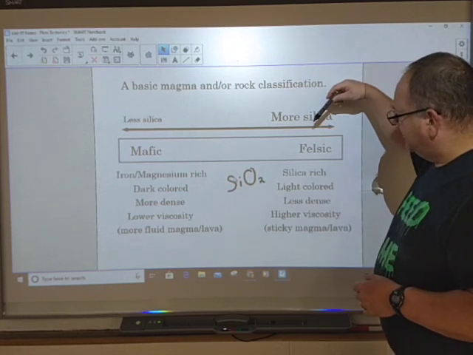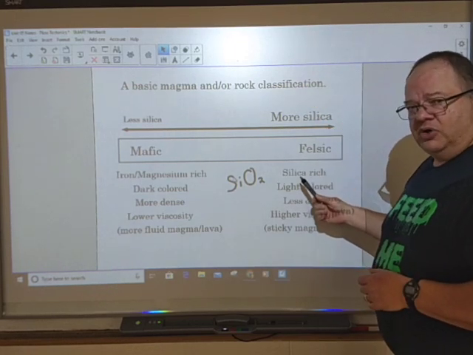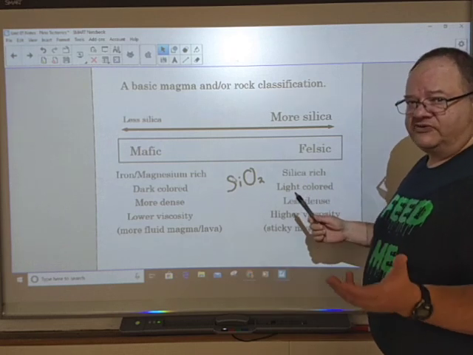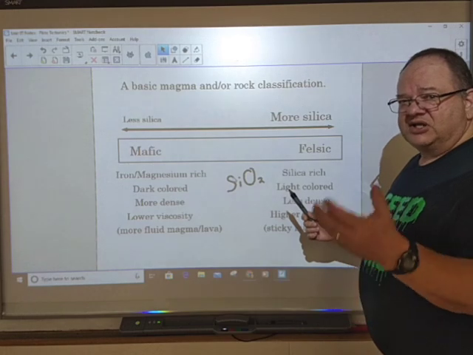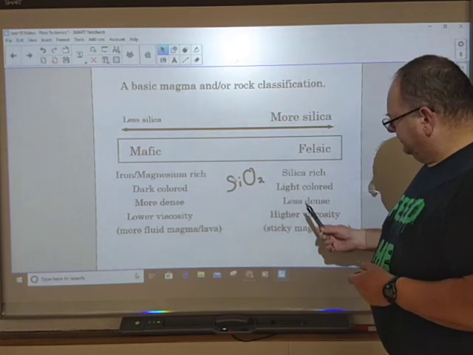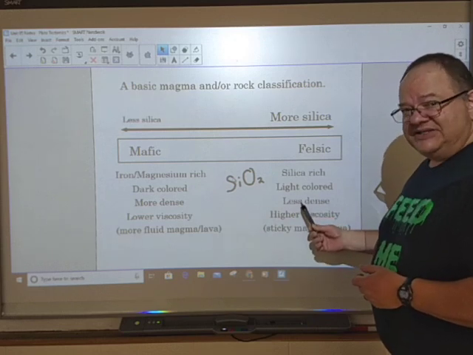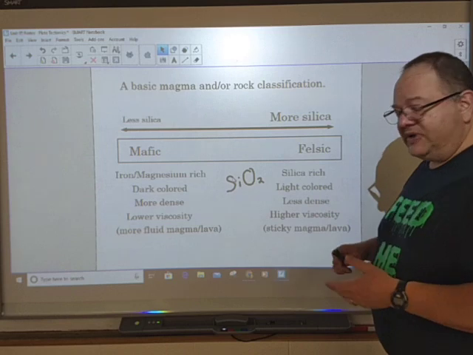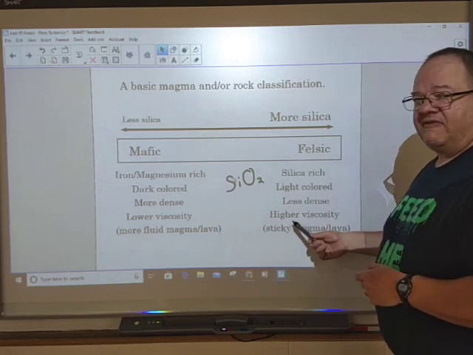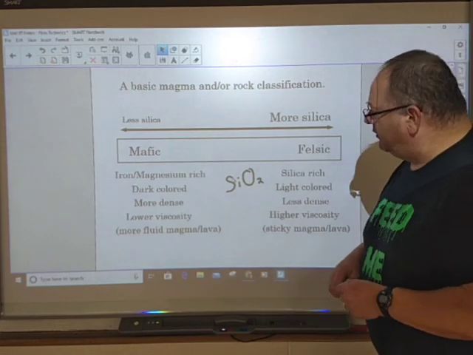Now over on the felsic end, they have more silica in them. They tend to be lighter colored materials. If you've seen a sample of quartz, it's clear, or from a distance it looks kind of whitish. These rocks and magma and lava are less dense, so that affects where they're going to be on Earth. If you melt it, they're going to have higher viscosity, so that's kind of sticky magma. It doesn't like to flow very well.